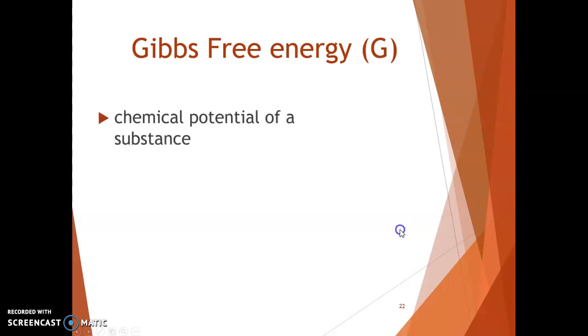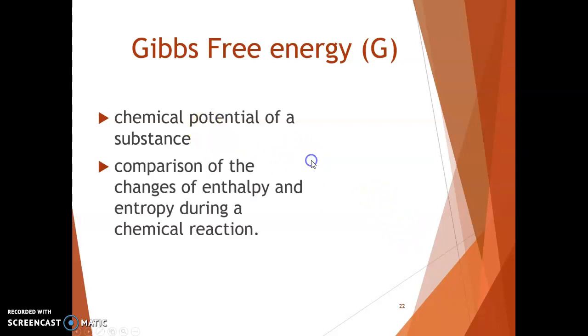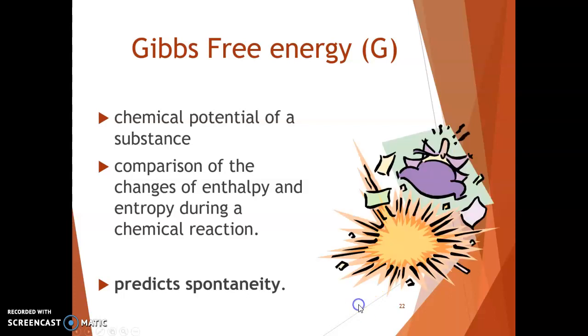Okay, now let's talk about Gibbs free energy. Alright, so Gibbs free energy is a way to measure, you could say, chemical potential, basically trying to figure out, will the reaction proceed as written, or is the reaction spontaneous? So we're trying to predict the spontaneity of chemical reactions. Why do some things move forward? Why do some things not?